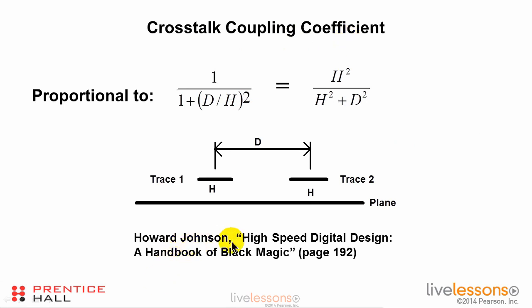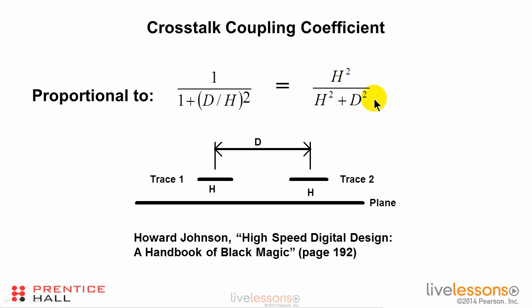Now, the crosstalk coupling coefficient. Howard Johnson talks about this in his book, High Speed Digital Design, A Handbook of Black Magic, on page 192, and he gives this formula. The crosstalk coupling coefficient is proportional to 1 over 1 plus the quantity d over h squared, which we can expand to look like this.